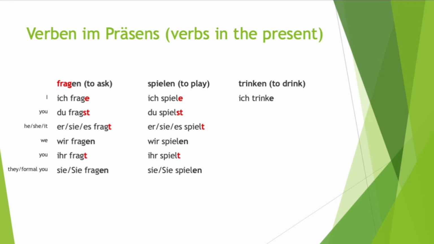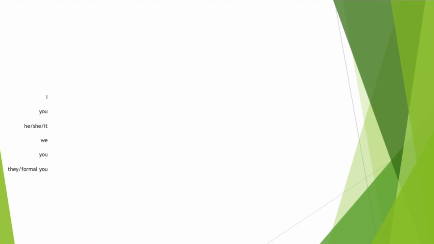Ich trinke. Du trinkst. Sie, es trinkt. Wir trinken. Ihr trinkt. Sie trinken. Now, before you were able to cheat and look at the other verbs, check the endings. Now you can't do that. Same exercise. What are the endings of sagen, to say?